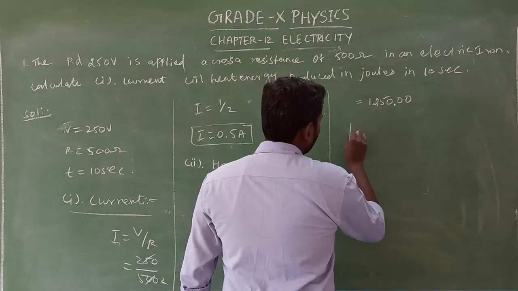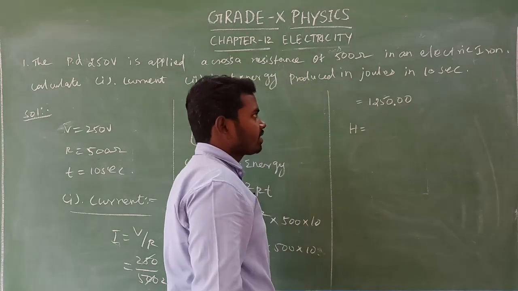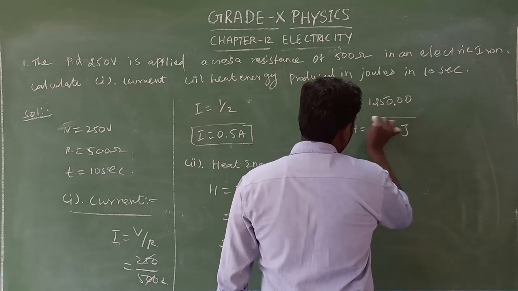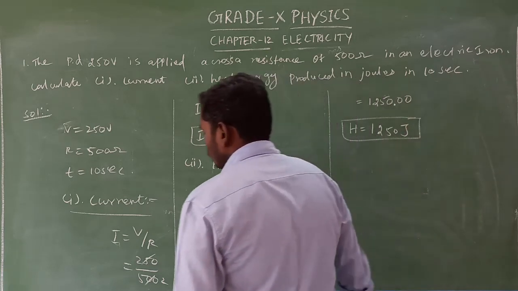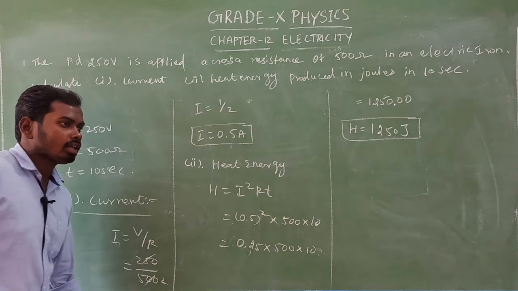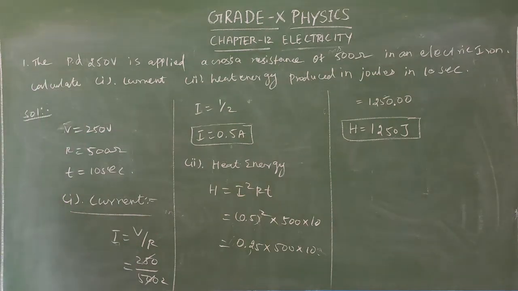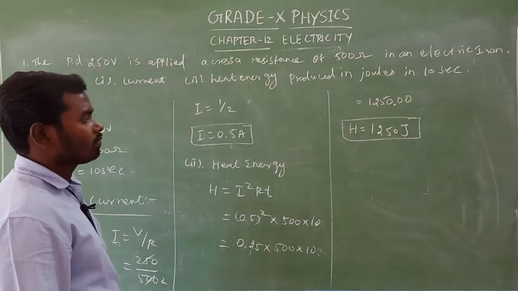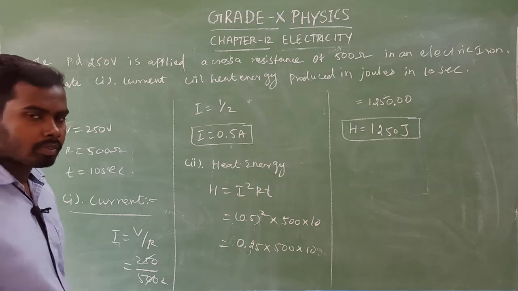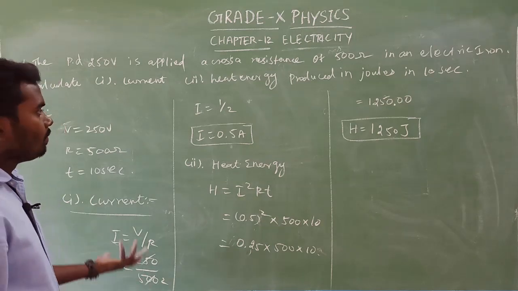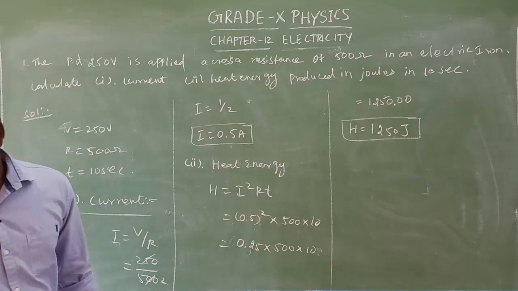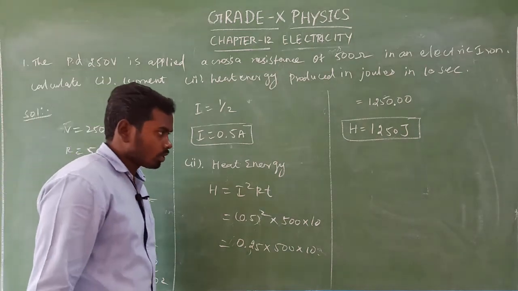So the heat energy produced by the electric iron is 1250 joule, because the SI unit of heat energy is joule. That's all, students. So 1250 joules. Wow, that's a very easy one. Very, very easy. So this is how you need to do numericals. I hope this class will be very useful for you students.